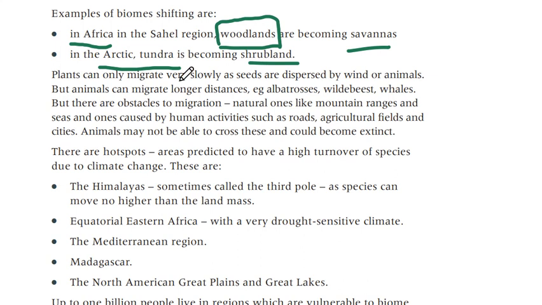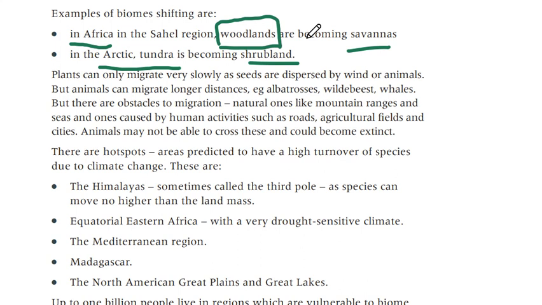Plants can only migrate very slowly, because seeds are dispersed by wind or animals. Animals like wild bees, wildebeest, and whales really do travel long distances, and they also disperse seeds, and by wind, of course, due to the motion of wind, right?